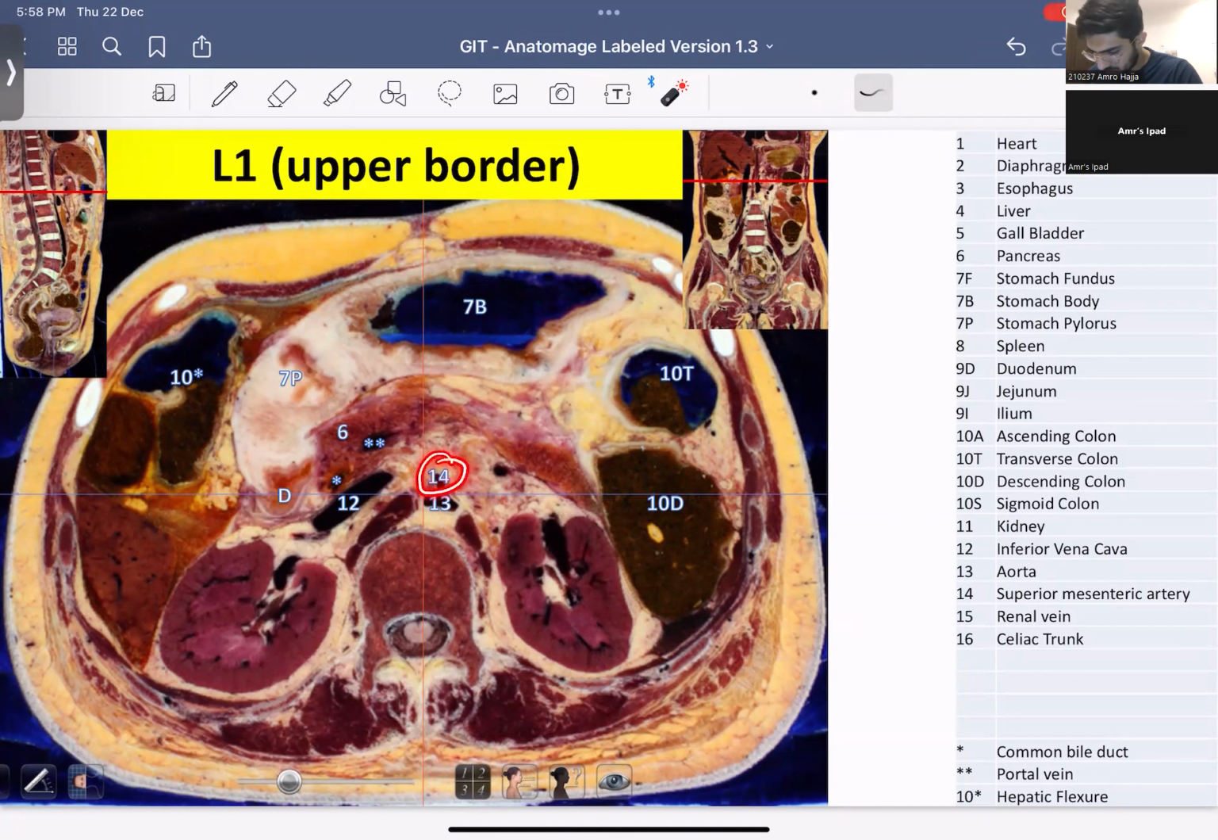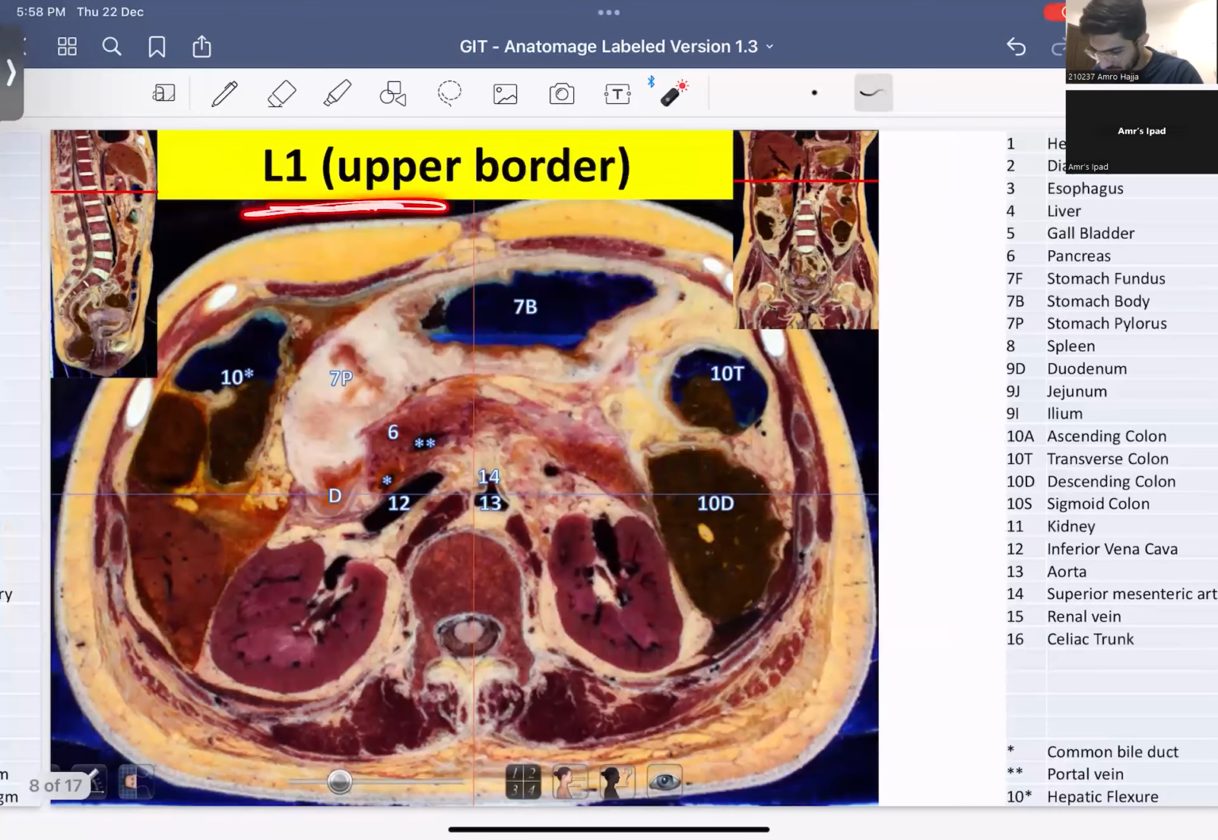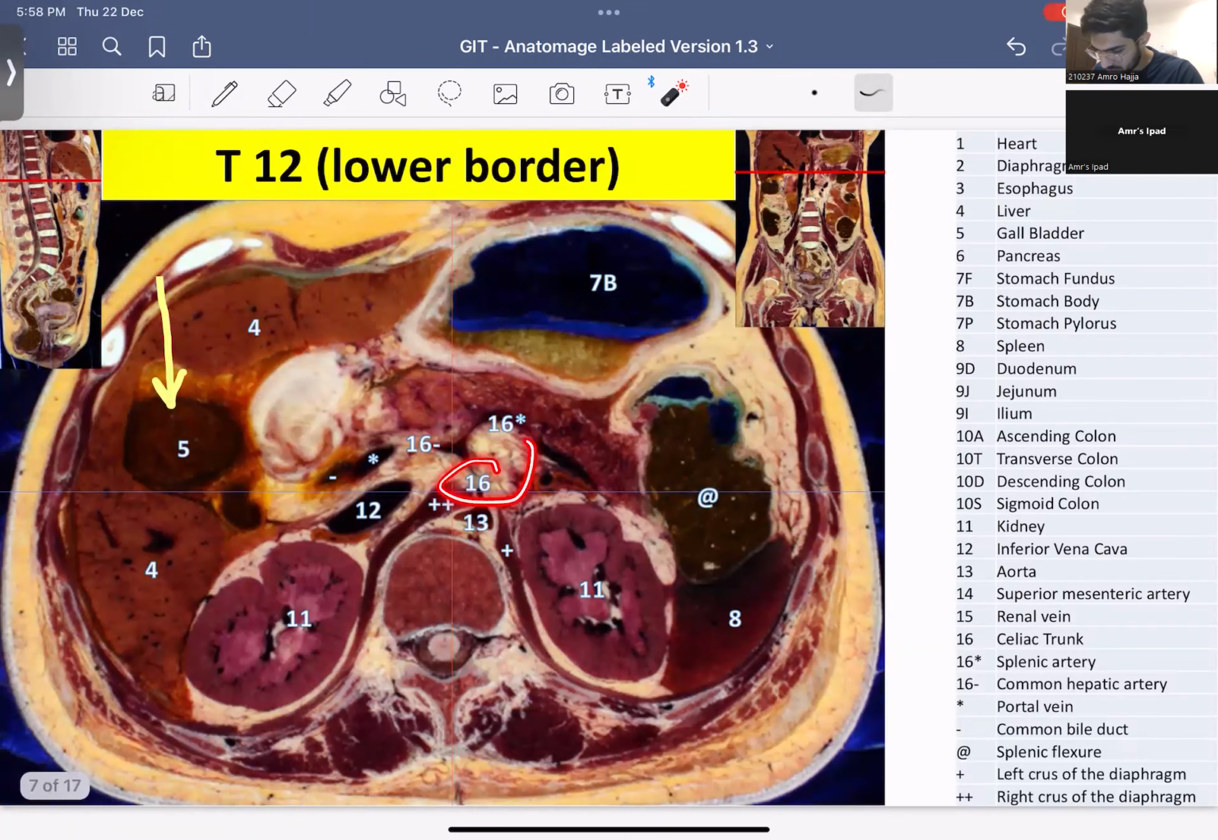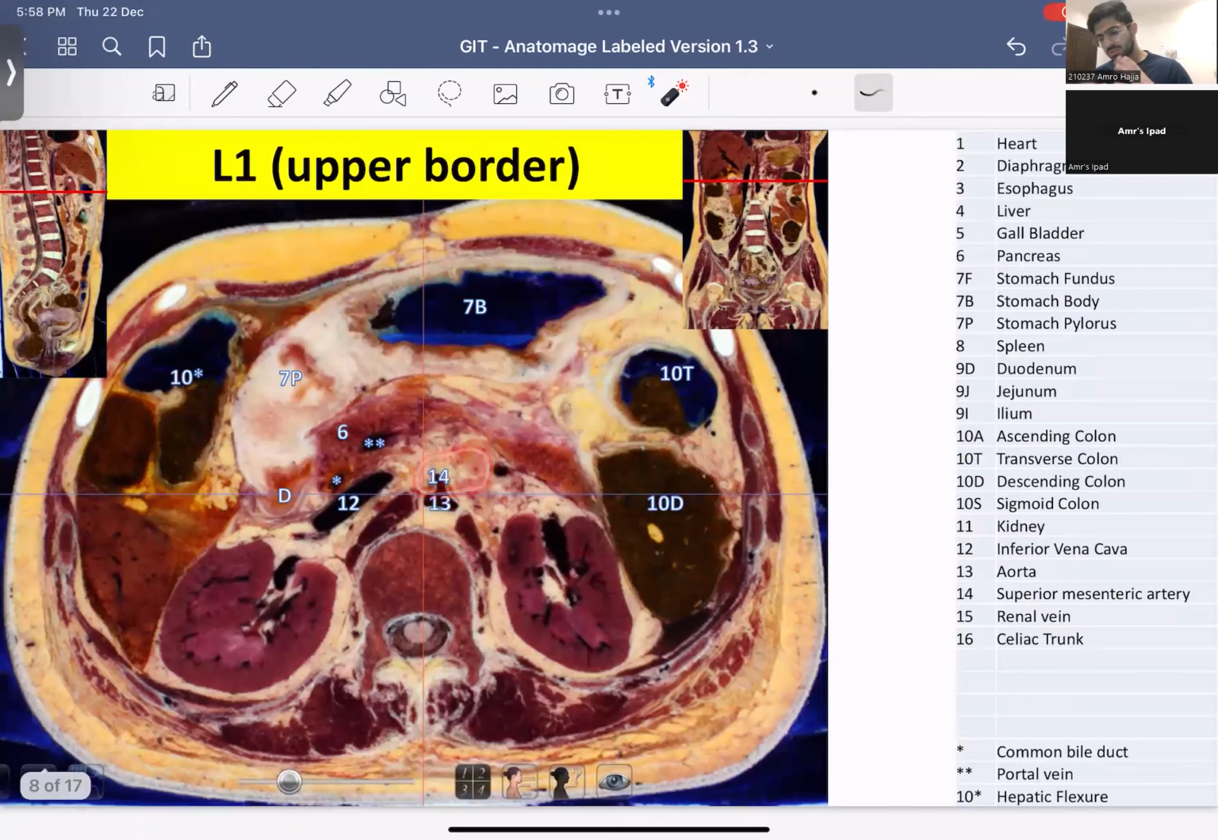Here we have the celiac trunk, as we said, at the level of L1. Now we have the superior mesenteric artery. Most probably they won't complicate you that much. But in case one of them comes in the exam and asks a question, let's try to know how to approach it and to know that this is the superior mesenteric artery, not this one.